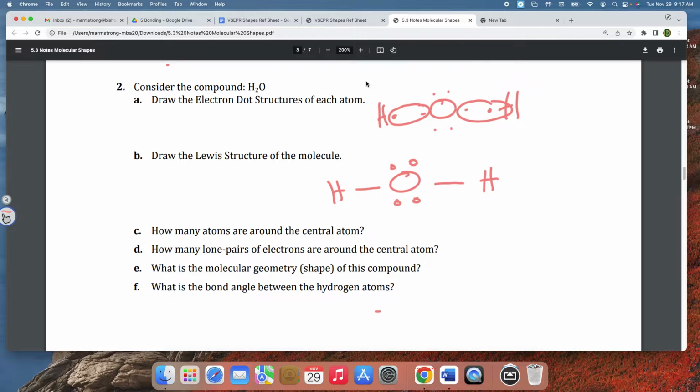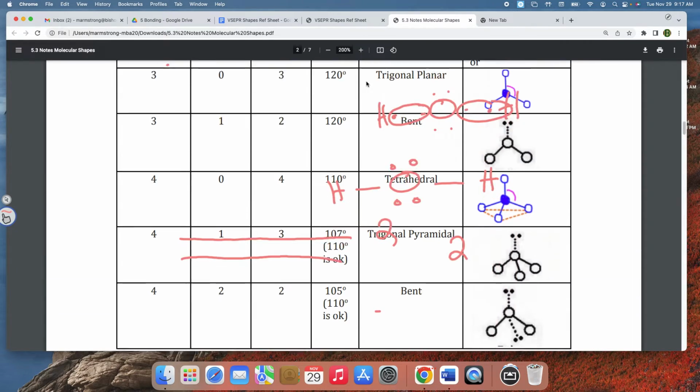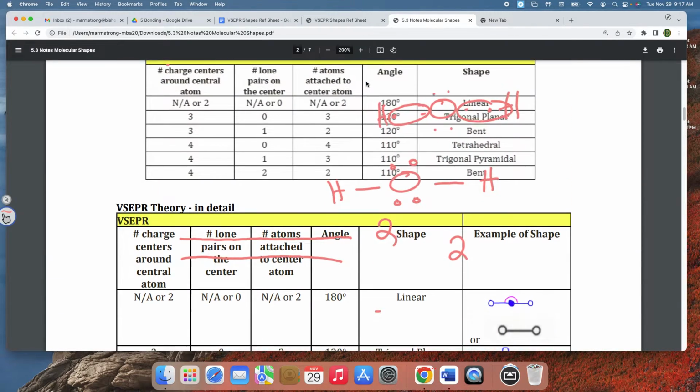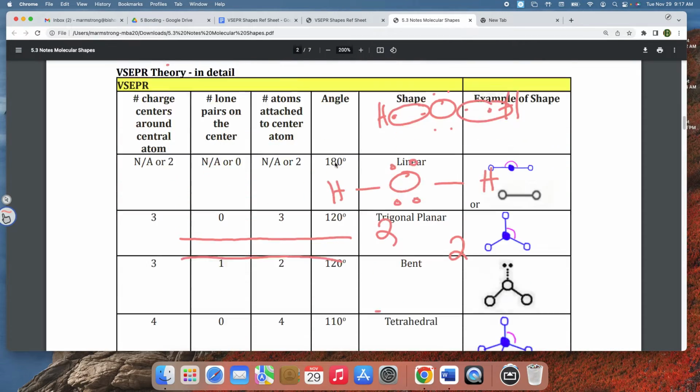So we have 2 single bonds and 2 sets of lone pair electrons. How many atoms are around the central atom? 2. How many lone pairs are around the center? 2. So we go to that chart, and we find the one that says 2 and 2. And right here is 2 and 2. It adds up to 4 things on the center. It's 110 degrees and it's bent.